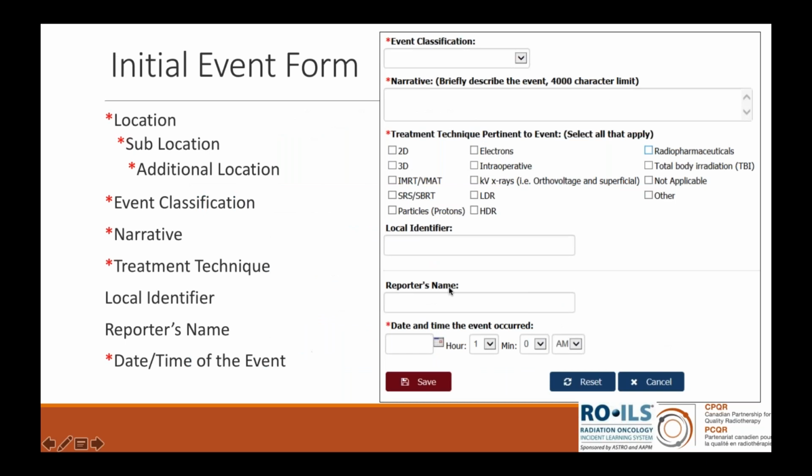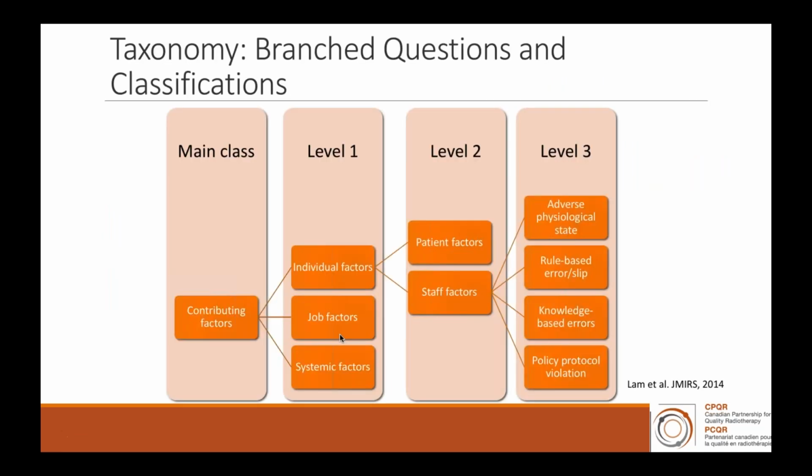Here's the initial event form from NSER-RT, asking for location, sublocation, which room this happened in, an additional location, how the incident or event is classified, open text for the narrative, treatment technique, identifiers, date and time of the event, and so on. And you will see many examples of its application in this course.